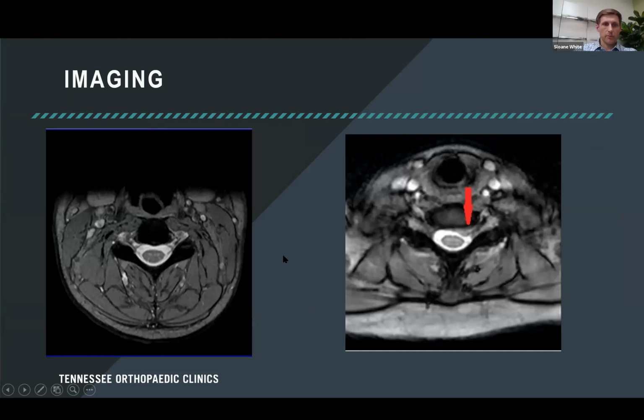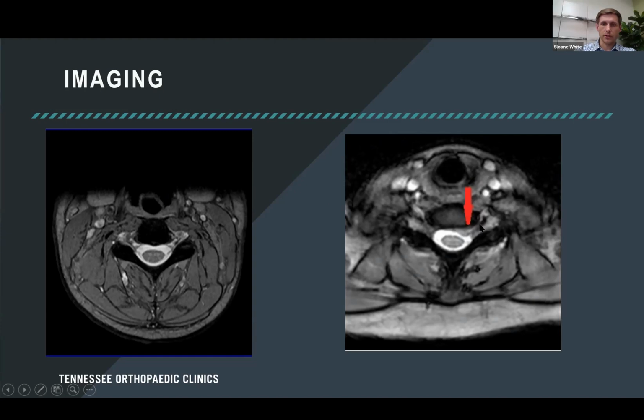As mentioned before, the MRI is our preferred test to evaluate for any type of neurological impingement. And these are two examples of MRIs. The one on the left is a normal MRI. You can see the spinal cord with the white spinal fluid around it. And these two tunnels here are where your nerves will exit. They're called the neuroforamen.